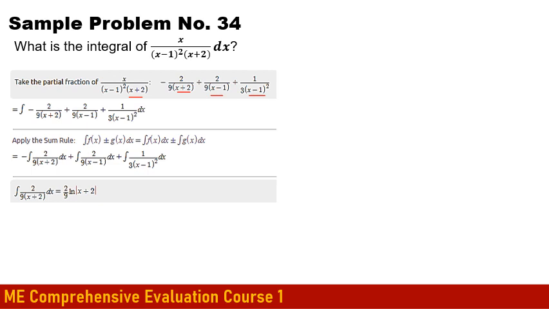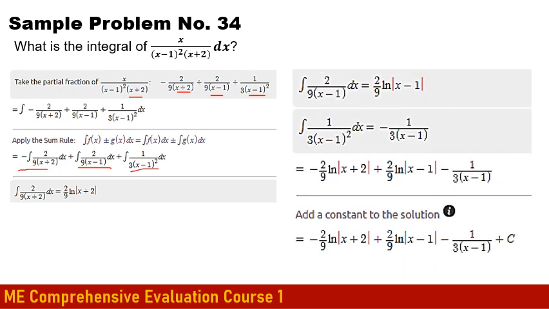So you can review that in order to get that constant. Since you already have the partial fraction, then we can integrate each term separately by applying the sum rule. So we have the integral of the first term plus the integral of the second term and finally the integral of the third term.